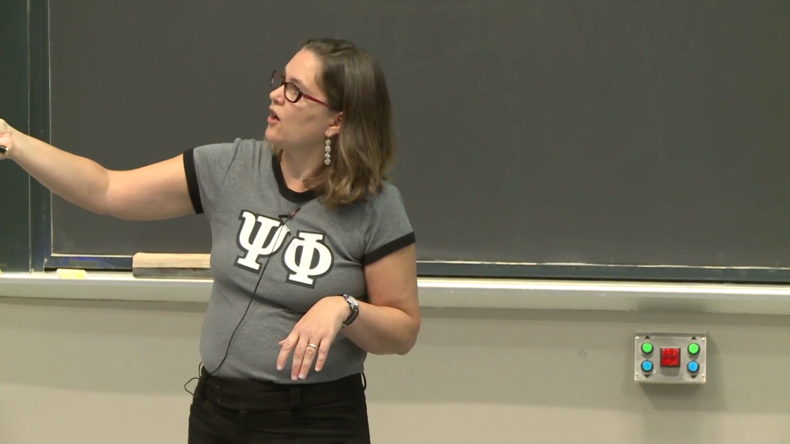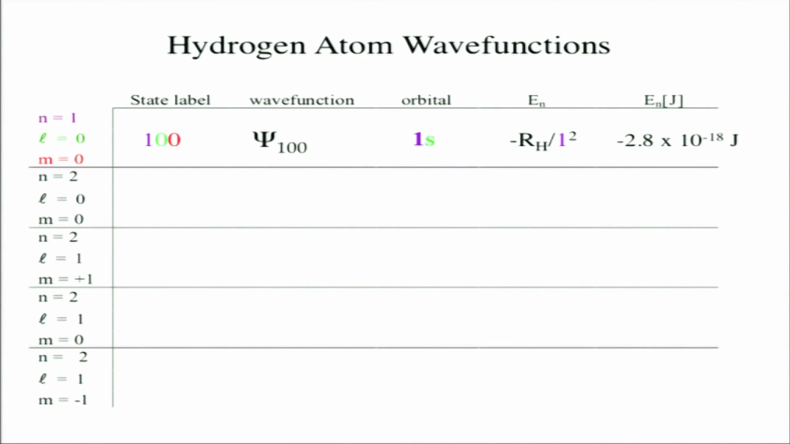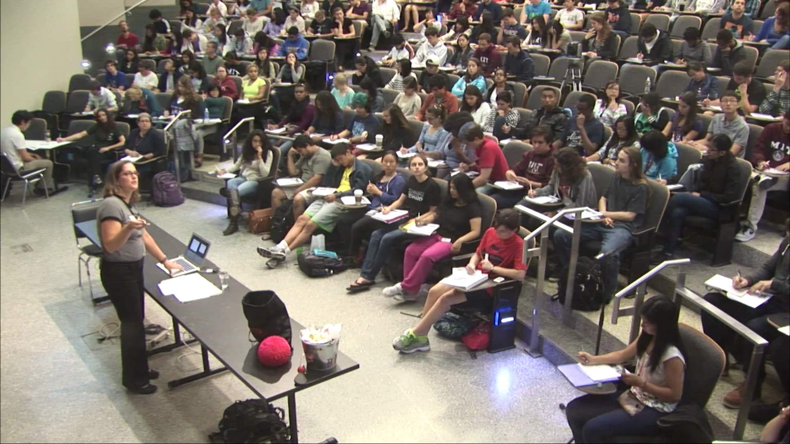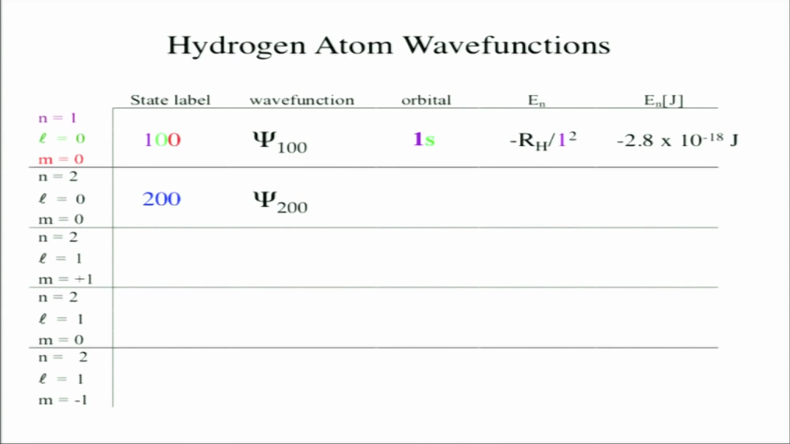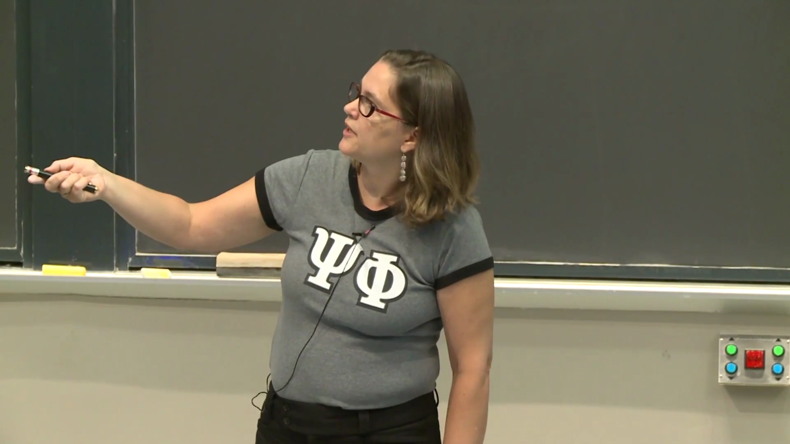So now for the second, what number am I going to write here for the state label? You can just yell it out. Yeah, 200. And then you would put it this way, where the state label is by the wave function. What orbital is this? 2s. And then we also know the binding energies for this. So here we have minus RH over n squared, where n is 2 squared. And we saw this number last time. So we can keep going.